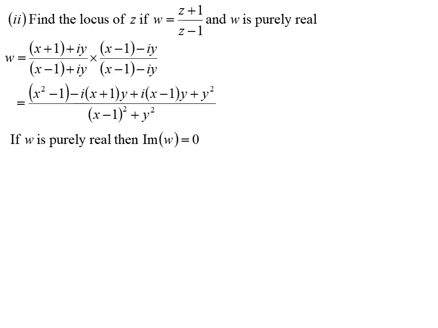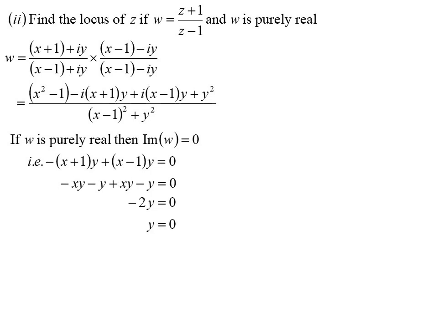Because if I've got a fraction equalling 0, it's got to be the top of the fraction that equals 0. So really, I just need to look at the imaginary part of the numerator. So we have minus x plus 1 times y, and x minus 1 times y. That equals 0. That's a lot easier to handle. I end up with, it simply just comes down to y equals 0. It's y equals 0, but remember, always go back to the original question. If you think about that, y equals 0 is the x-axis or the real axis.